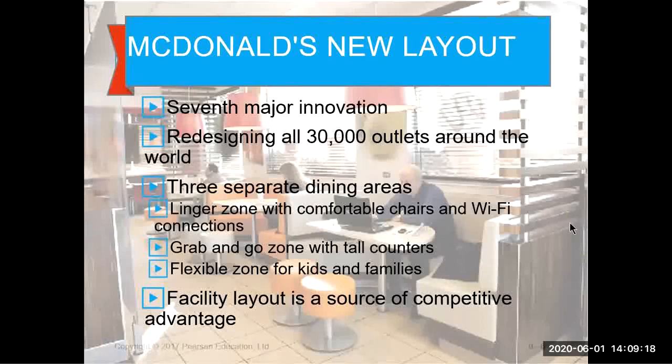Recently they have 3 separate dining areas. The linger zone is for those who like to socialize; they have Wi-Fi and comfortable chairs for students who want to study. And then we have a grab and go zone, with tall counters for those who grab their McDonald's, eat and then go. And then they have a family area.